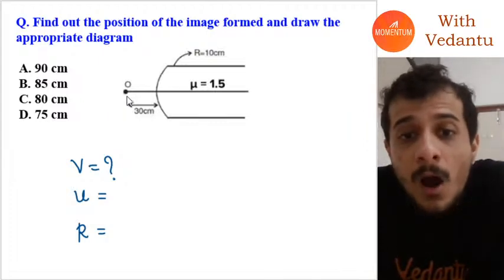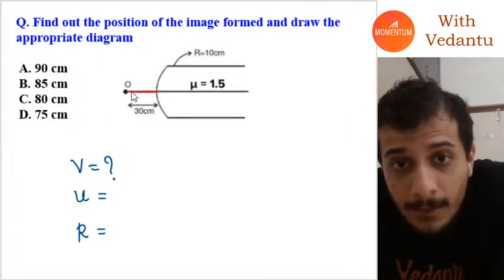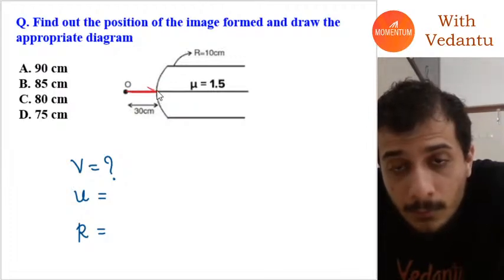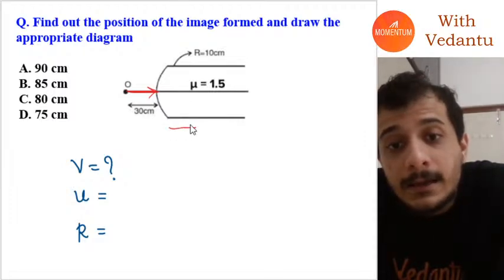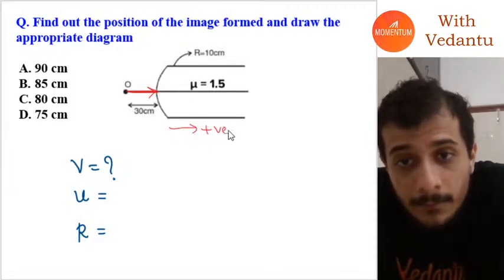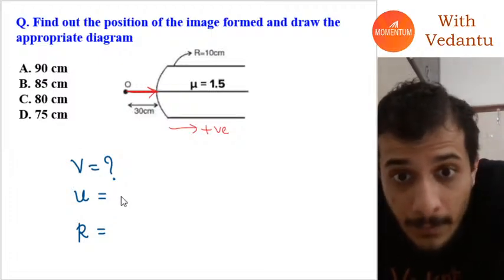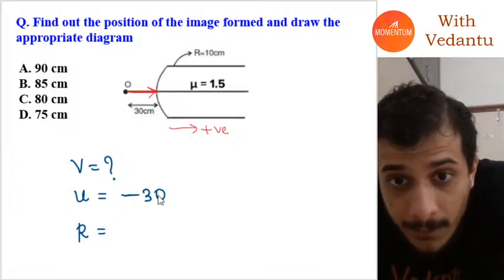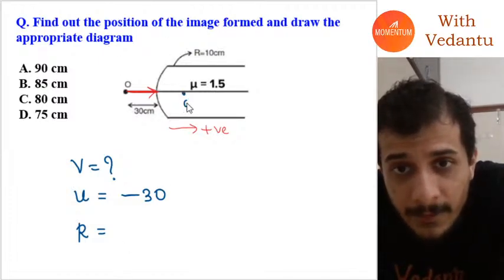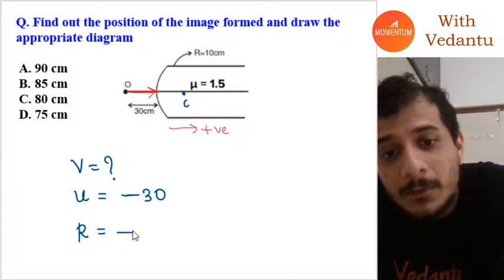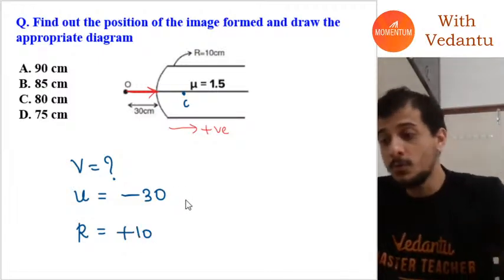Okay, so how will you calculate U and R? First of all, see that the incident ray is going to go from here to here. So basically, this direction is positive. So your object distance will be negative 30, and your radius of curvature, because the center will be somewhere here, will be plus 10. Okay, I hope you guys understood.